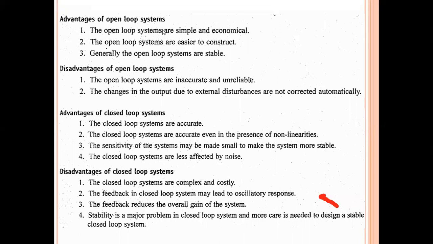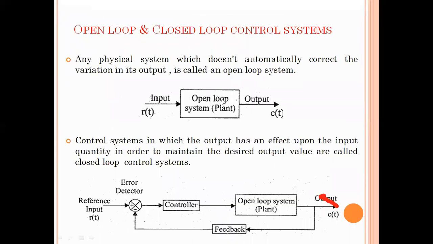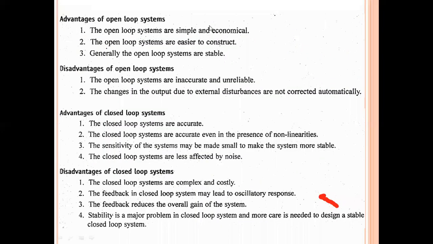The open loop control systems are very simple and economical. You can see the construction there. We have seen a simple block, having a simple input and output, that's it. So it is very simple and economical because the number of elements is very small in the open loop control system. And the open loop control systems are easier to construct, because of fewer components present in that control system. So that is the second advantage.